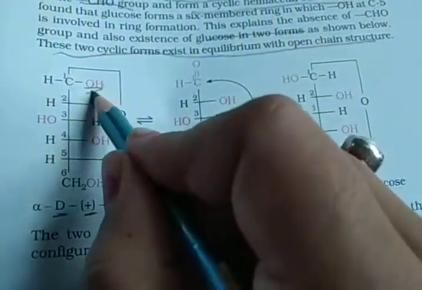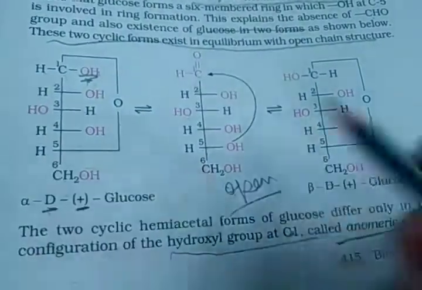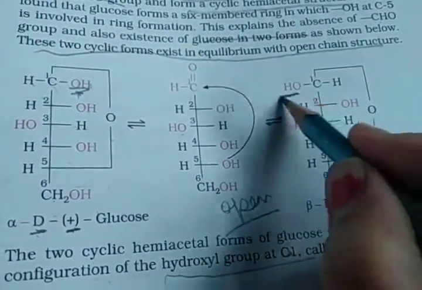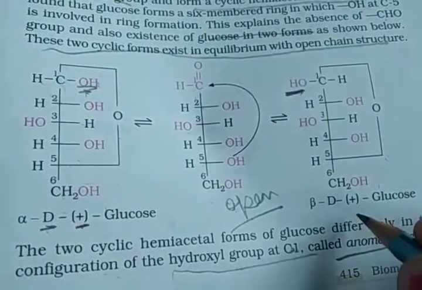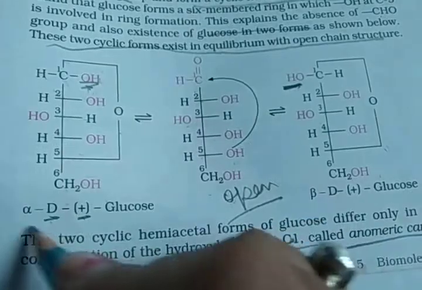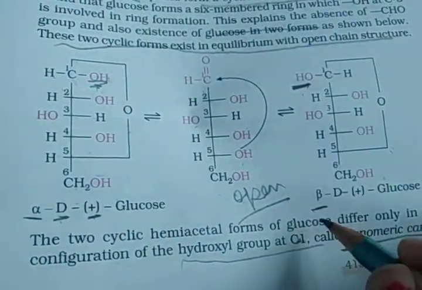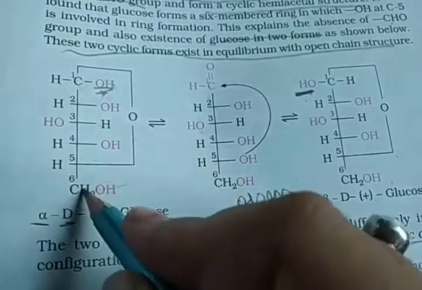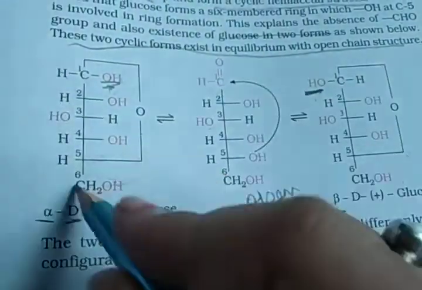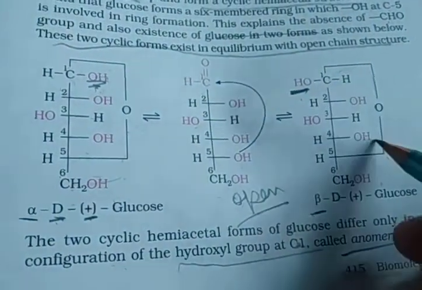Here the hydroxyl group is on the right-hand side, so D. Here the hydroxyl group is on the left-hand side. Here the hydroxyl group is on the right-hand side, so alpha, and on the left side, so beta. And the right-hand side oxygen bond is from the first carbon to the fifth, so D. Here also first to fifth, so D.